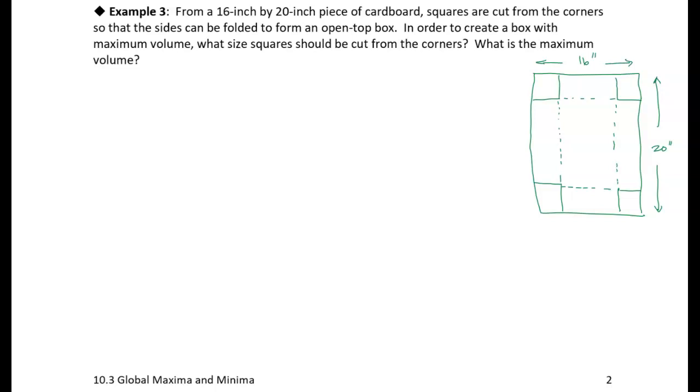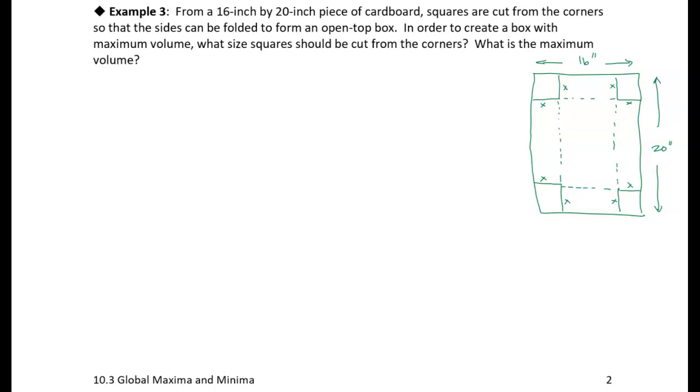Now we don't know what size these squares are, but we do know they have to be squares. And so I'm just going to assume each one of these is an x by x square. That's kind of our variable. That's what we want to find out. What size of the squares do we need to cut out? And we're trying to maximize the volume of the box.